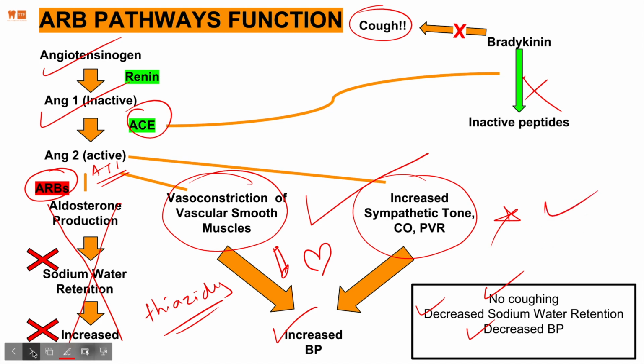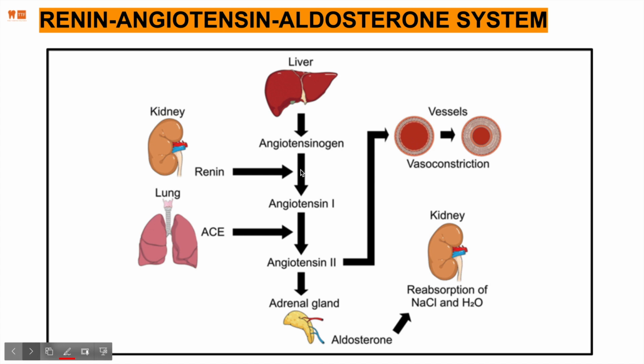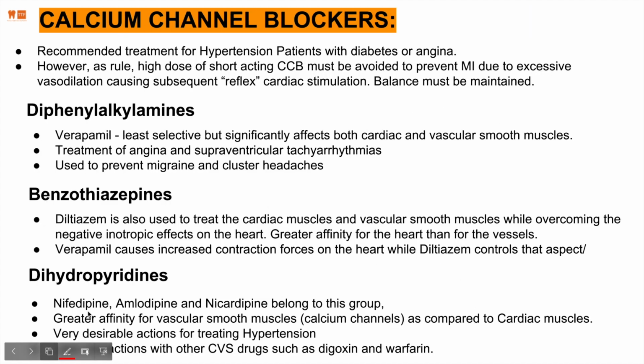Hopefully these charts helped you guys understand the whole process, and this chart we went through earlier. So feel free to pause here and write down the whole chart for yourself as well. We've been through a lot of details for RAS system. Now comes the next group of antihypertensive, which is calcium channel blockers.